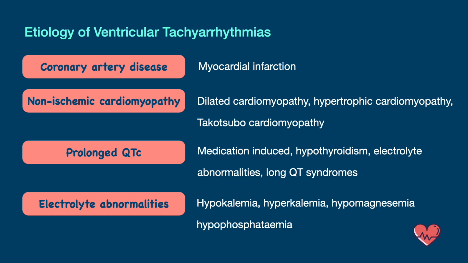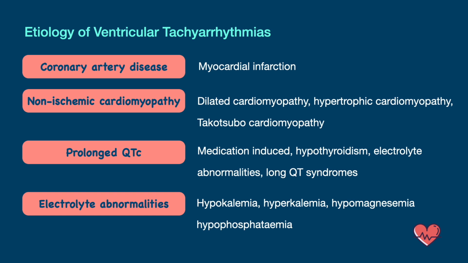Next, we have certain medications that can prolong the QT interval, such as antiarrhythmics, antibiotics, particularly macrolides, and psychiatric medications such as haloperidol, methadone, and ziprasidone. A prolonged QT interval can result in polymorphic ventricular tachycardia and torsades de pointes. Other conditions that can prolong the QT interval include hypothyroidism, which is also common in type 1 diabetes.